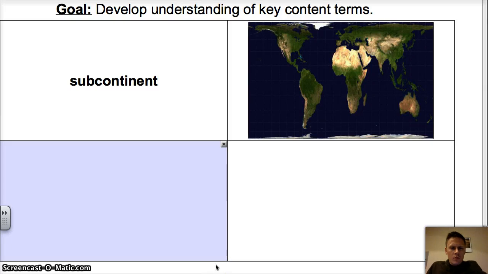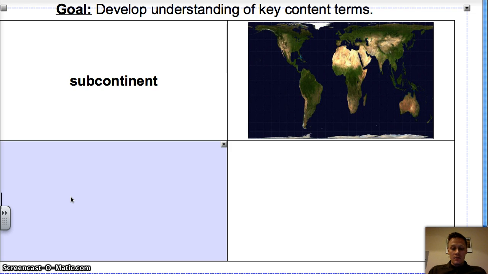I'm Mr. McCall. Today what we're going to discuss is the key vocabulary that we need to understand in order to do well with the early settlement and geography of India. So what I have first is subcontinent. Now India is a subcontinent of Asia. It's a smaller portion of a continent. Alright, so that's the definition that we'll be working with.